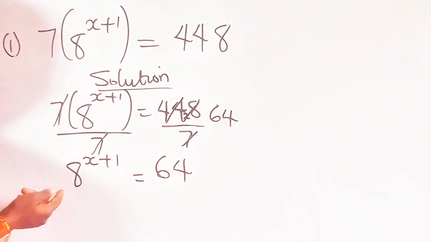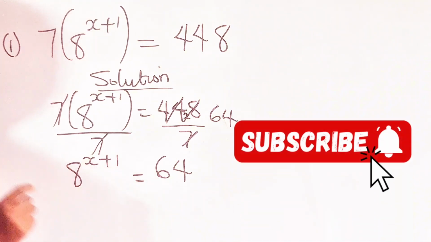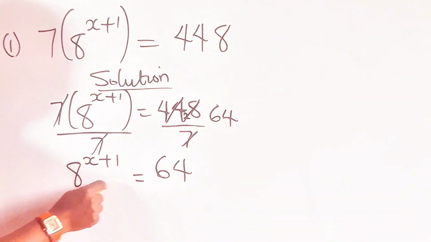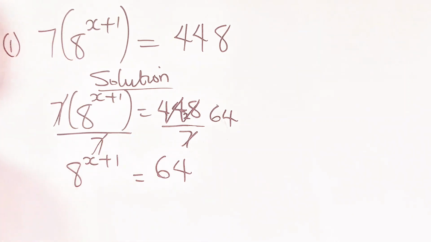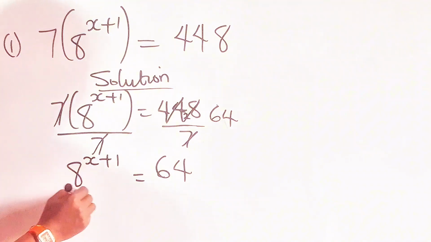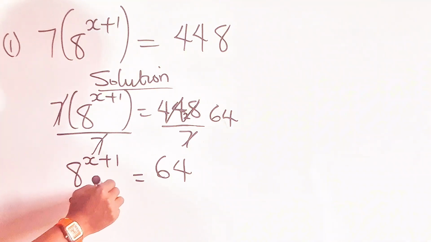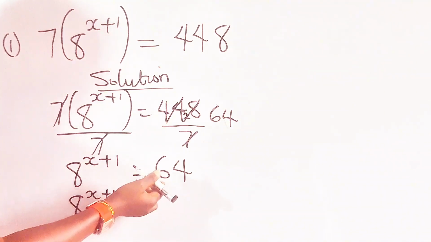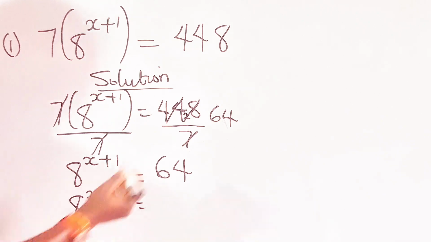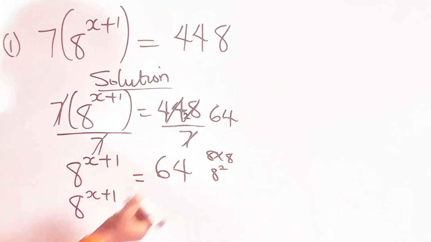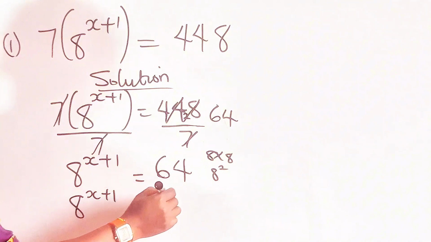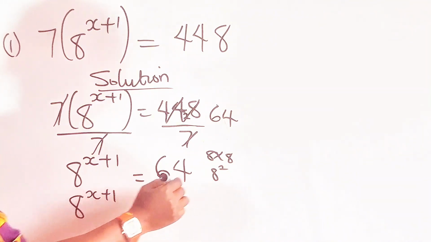Now let's take a look at what we have. I want to express 64 to be in this form, like 8 raised to the power of a number, so that the two sides can be equal. So we have here 8 raised to the power of x plus 1 equals 64, which can be expressed as 8 times 8, which is 8 raised to the power of 2. So instead of writing 64, I'm going to be writing 8 raised to the power of 2.